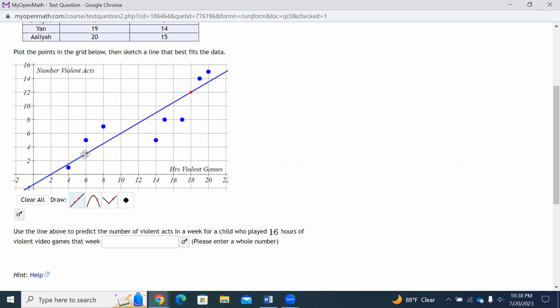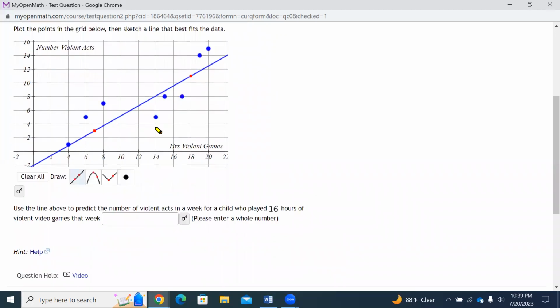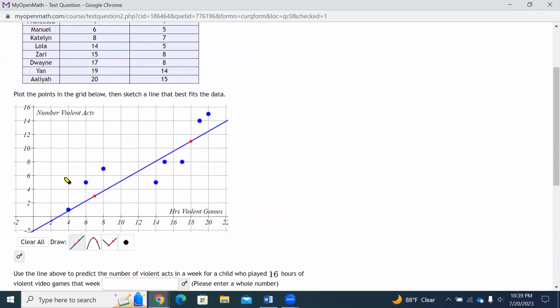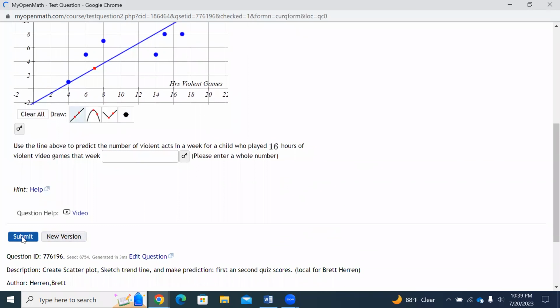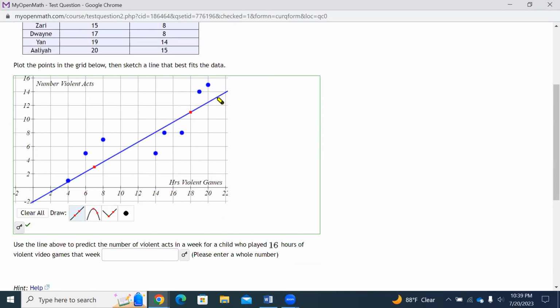Is that pretty good? Maybe you can hover over it and move it. I want to adjust the line a little bit. Does that look like it's through the middle of the dots? Sort of. Pretty good, I guess. I'm going to say it's good enough. You can move it around if you don't like it. I'm going to submit and see what it says. Okay, good. I got a green check mark. So that line is not perfect, but it's generally through the middle of the dots. And the dots do seem to go up to the right, like more hours of violent video games means more violent acts.